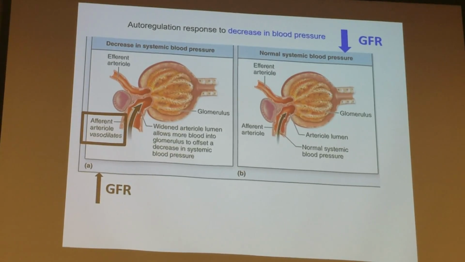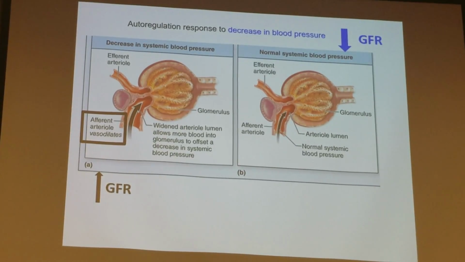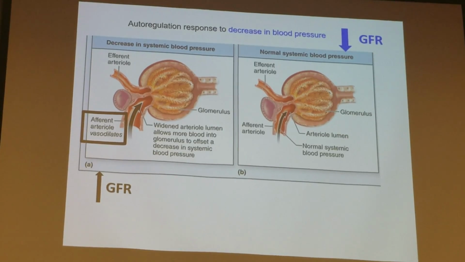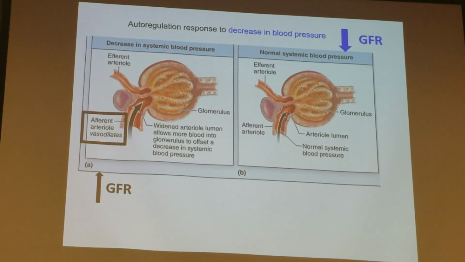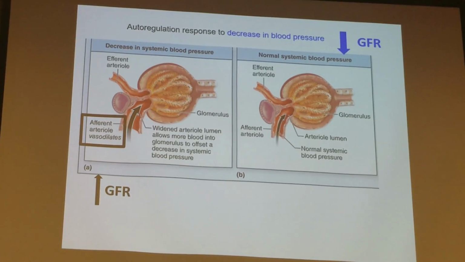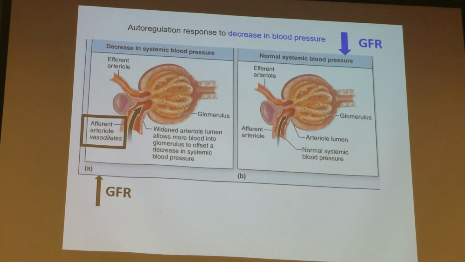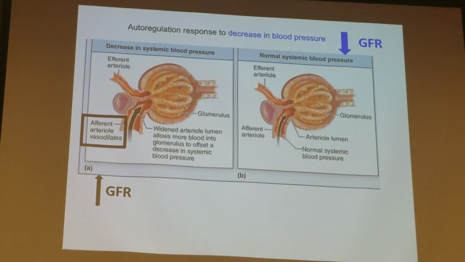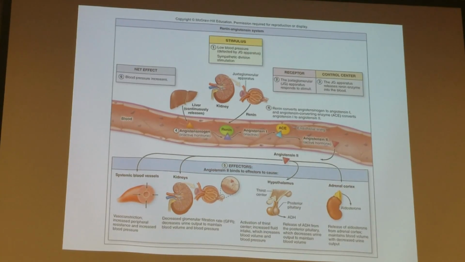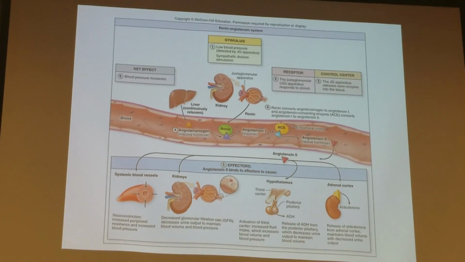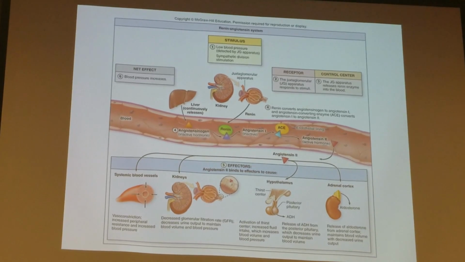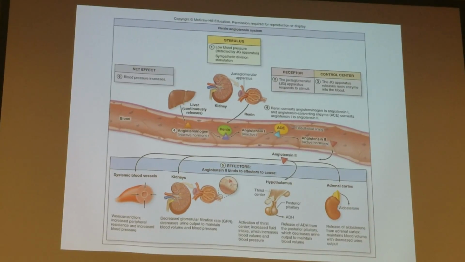It goes back up. This is a minute-to-minute, moment-to-moment, automatic response. That's why it's called autoregulation. The kidneys are regulating their own flow of blood to regulate their GFR. Now, when that doesn't work, after about a day or two, we're going to do this. Don't let it overwhelm you. It's actually quite simple once you've worked your way through this.